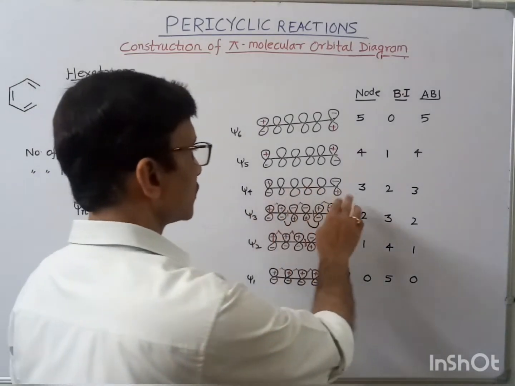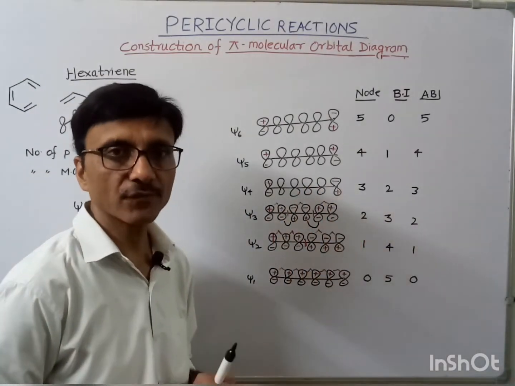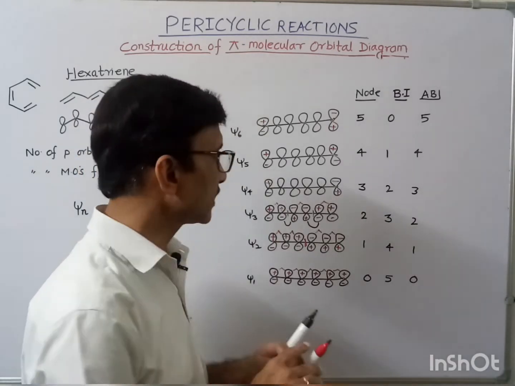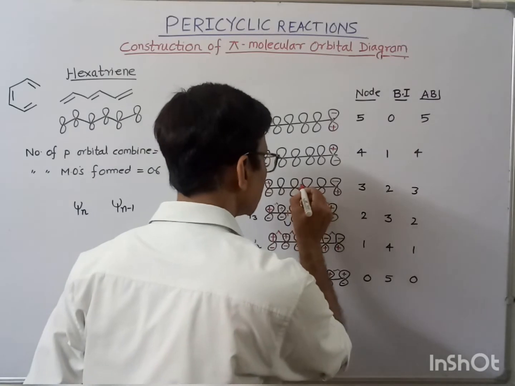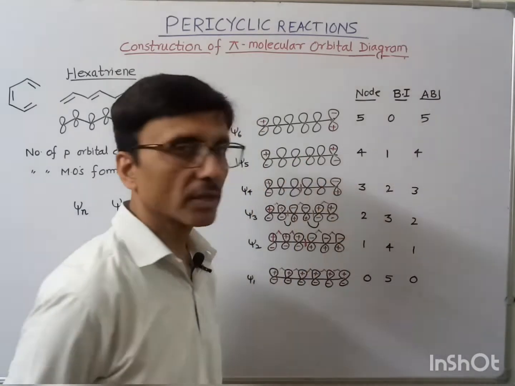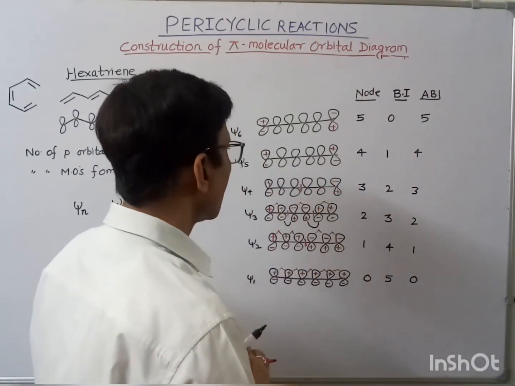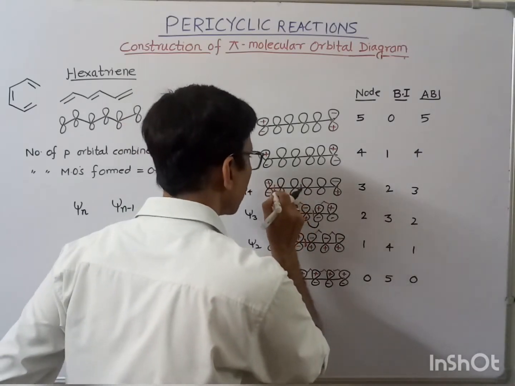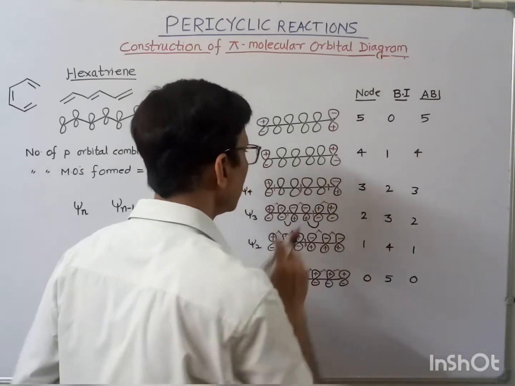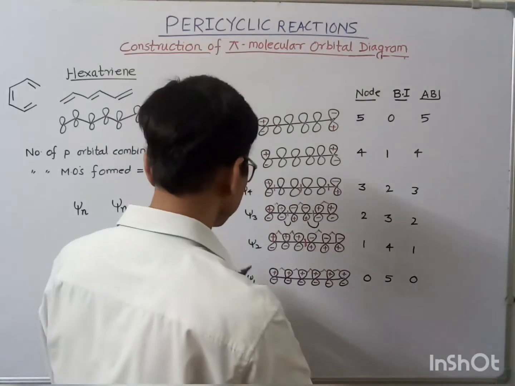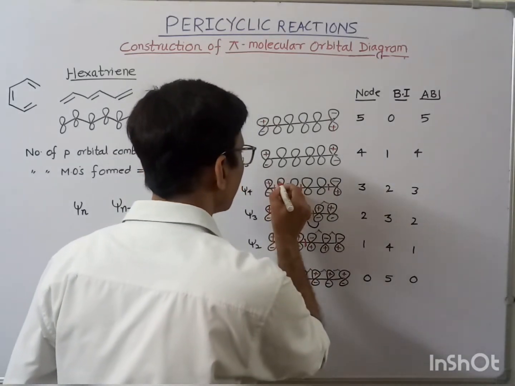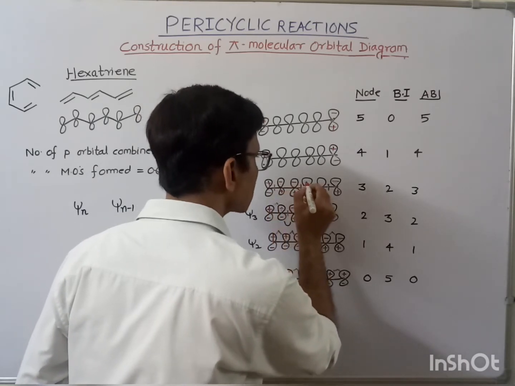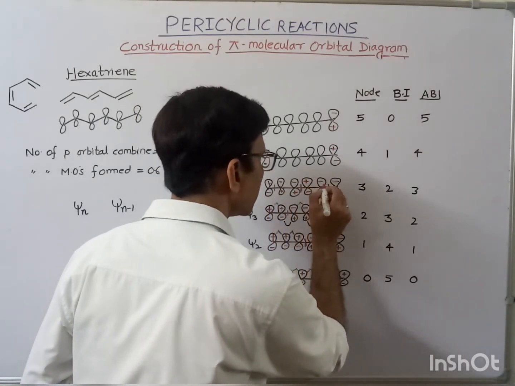Now psi 4, 3 nodes. Psi 4 has 3 nodes, an odd number of nodes, so no doubt one of the nodes should pass through the center. Other nodes, one over here, and another over here. So you should write plus, minus, minus, plus, plus, minus, minus.